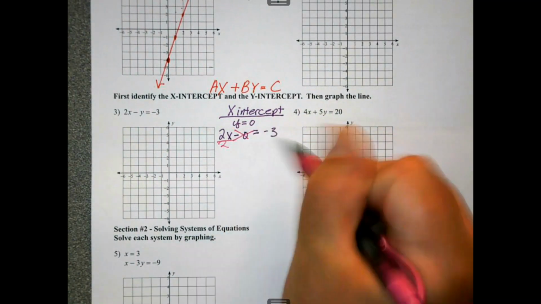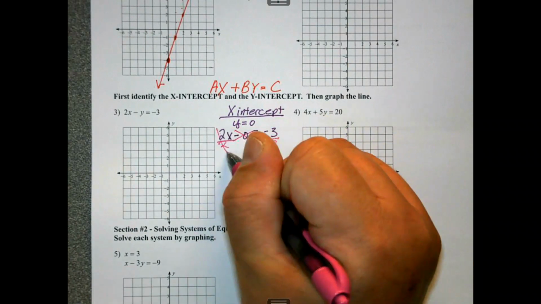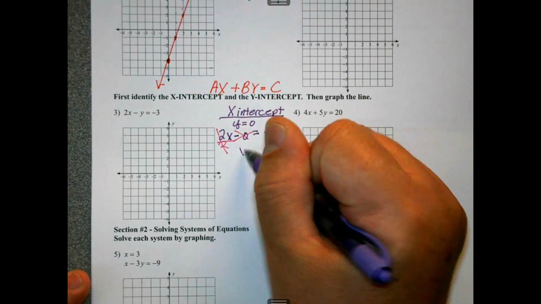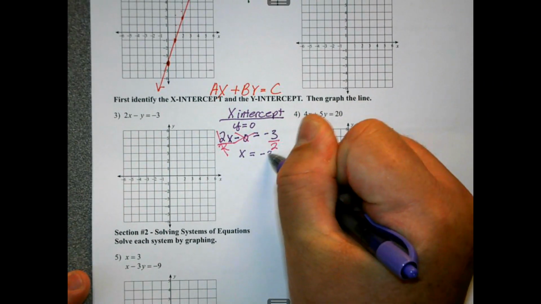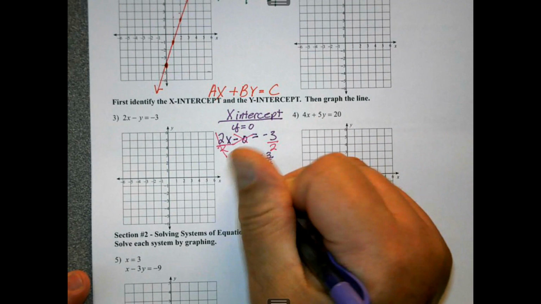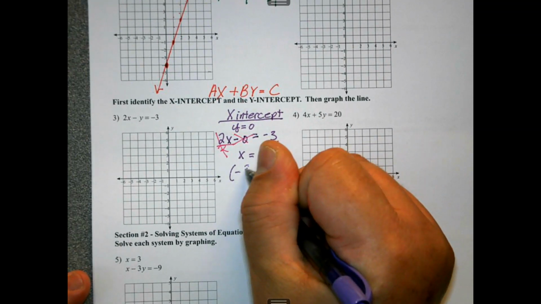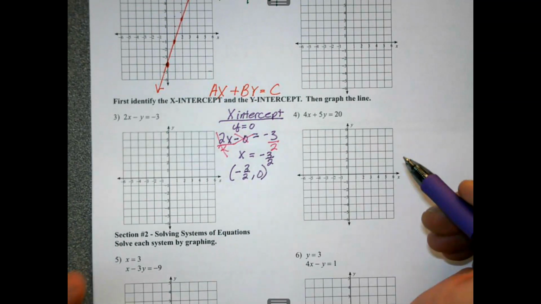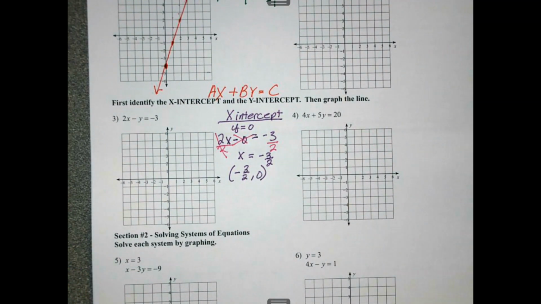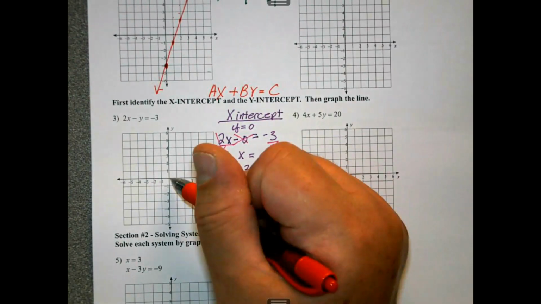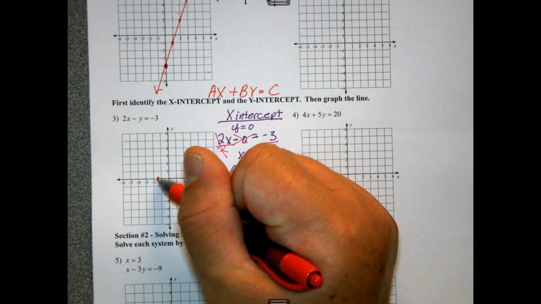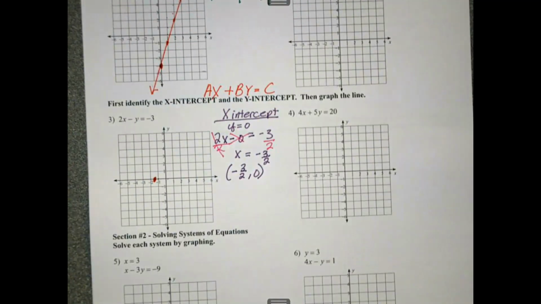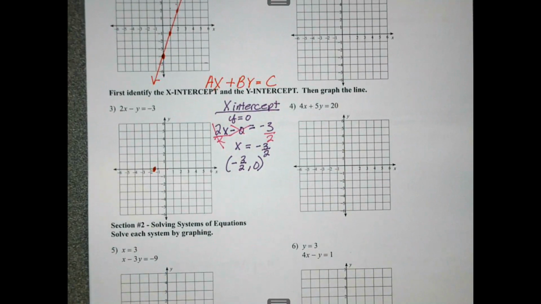Divide by 2. Divide by 2. So my x equals -3/2, or you could use the ordered pair, -3/2, comma 0, whichever one you prefer. So -1.5, -1.5, comma 0. Then we have to find the y-intercept.